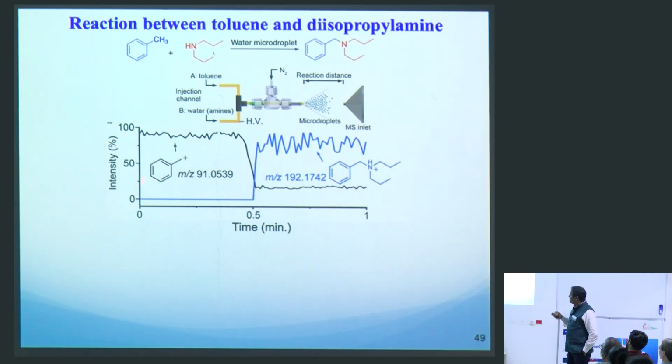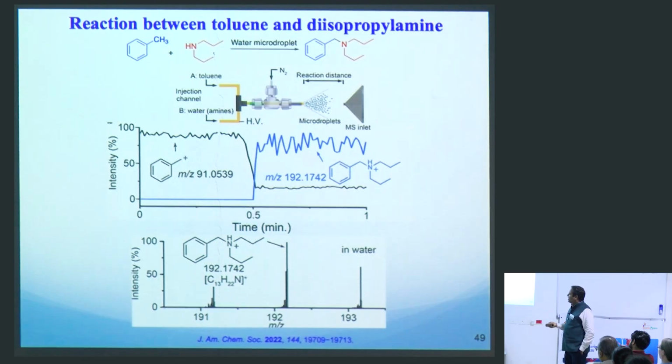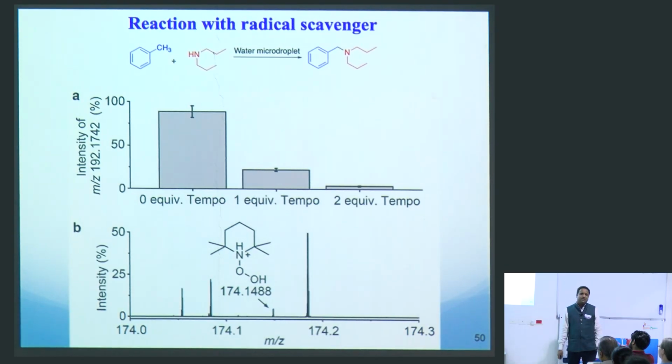So once we stabilize the benzyl carbocation by spraying only the toluene, and then start injecting the amine nucleophile, we are able to see the carbon-nitrogen bond formation product, and the benzyl carbocation intensity decreased. Before injecting the nucleophile, we clearly see that the benzyl carbocation is there. Once the nucleophile is injected, product formation was observed, and we also expanded to various other reactions.